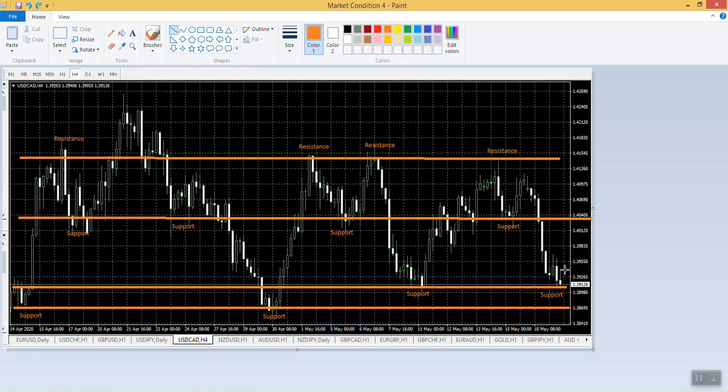Anytime a resistance forms, it sells or it goes bearish. In other words, you'll be hearing words like it goes short. It's all the same terminologies.